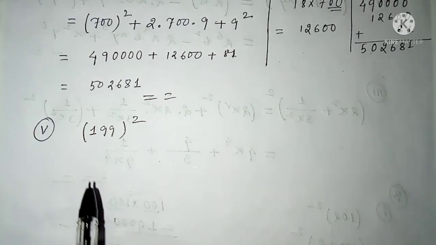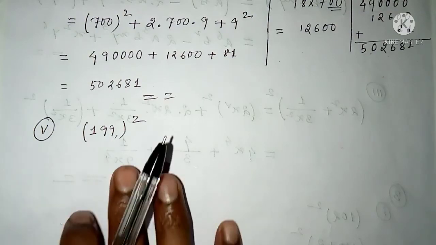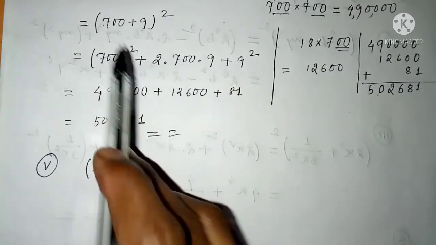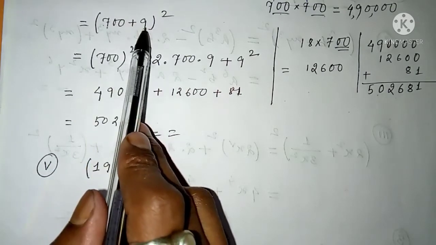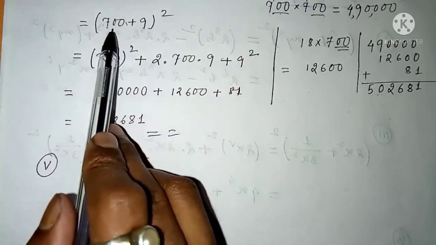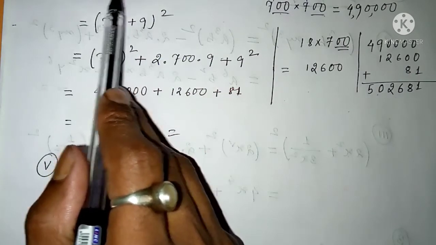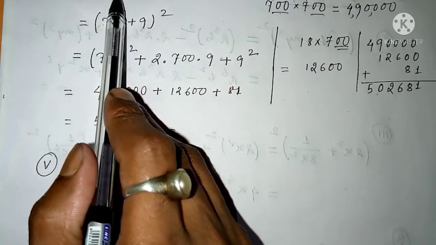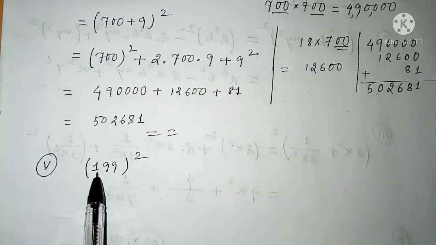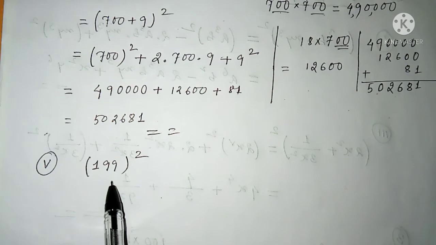Now our next question is your 199 whole square. Let me explain one thing here. See here, it is 709. Actually 700 plus 9 will again make 709. So you cannot split in your own way. When you are adding these two terms, it must make your 709. So we have to arrange this 199 in such a way that when we are adding or subtracting, the final answer should be again 199.